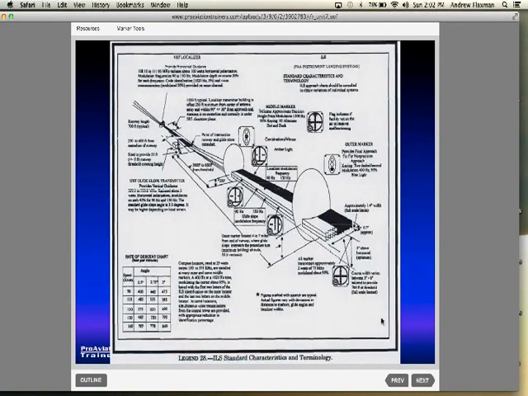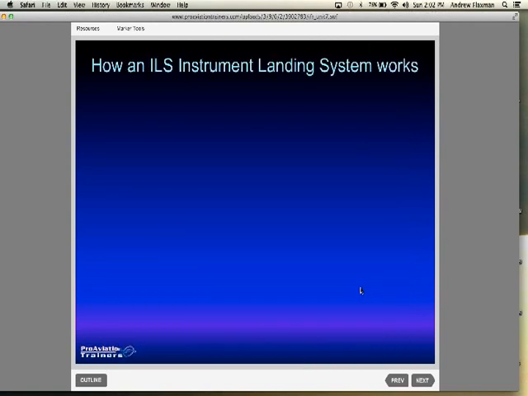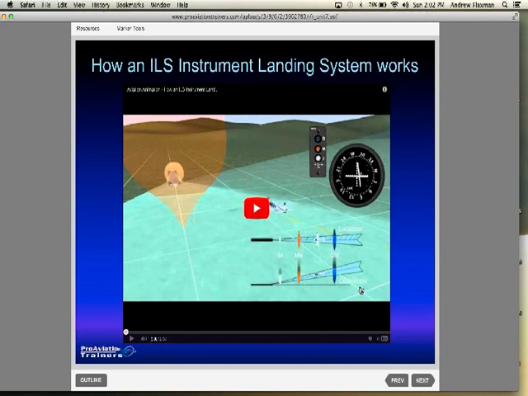So this kind of goes back to what I was talking about yesterday a little bit. No, actually, it doesn't have the 2 frequencies on there, does it? No, never mind. Yeah, just the depiction of the chart. So, how an ILS, instrument landing system, works.